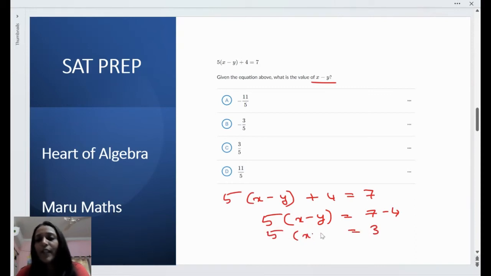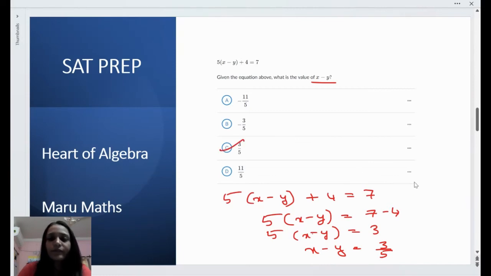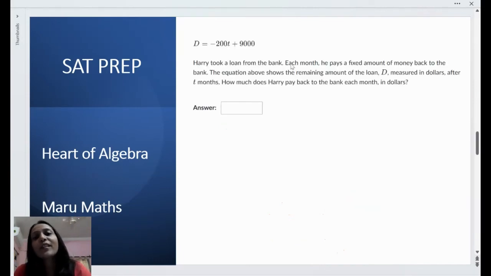So 5 times (x minus y) is 3. This means that x minus y should be 3/5. So my answer would be the C option. All right. So the next question is a word problem. Let's break it down.